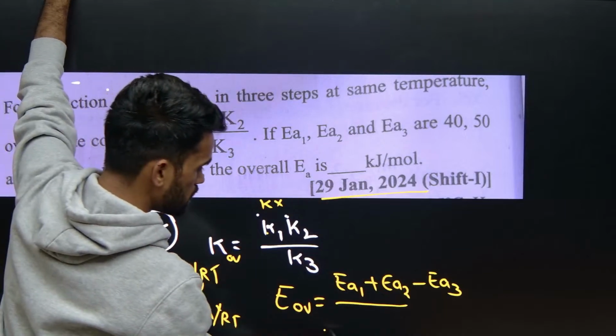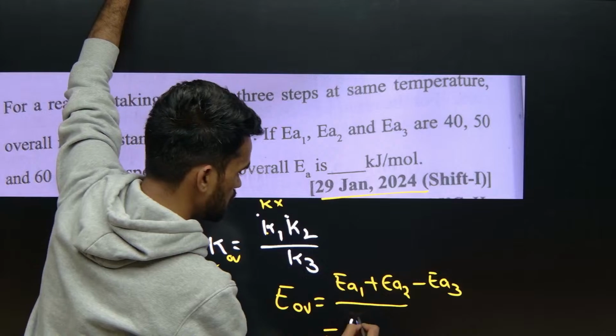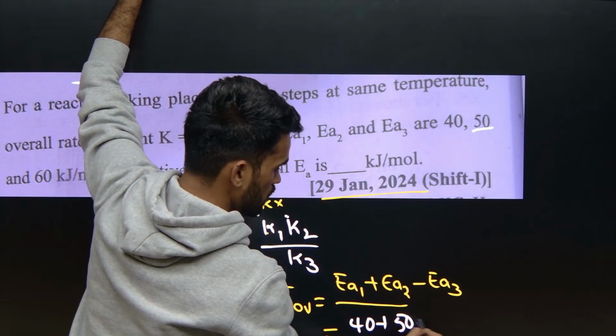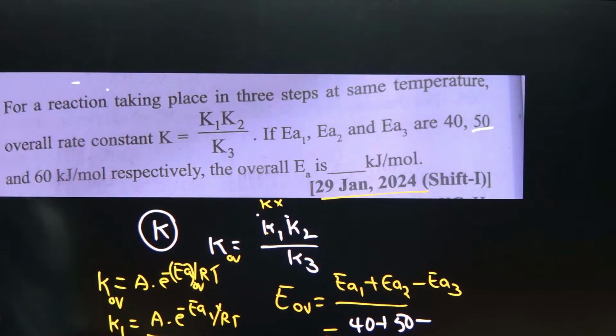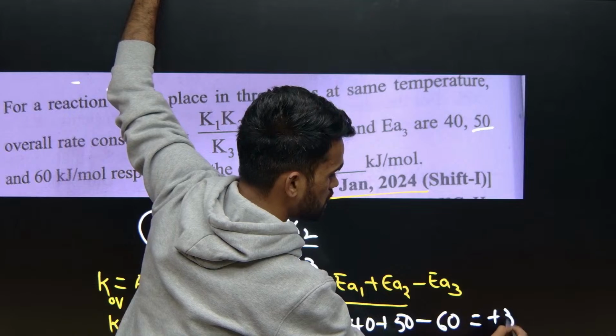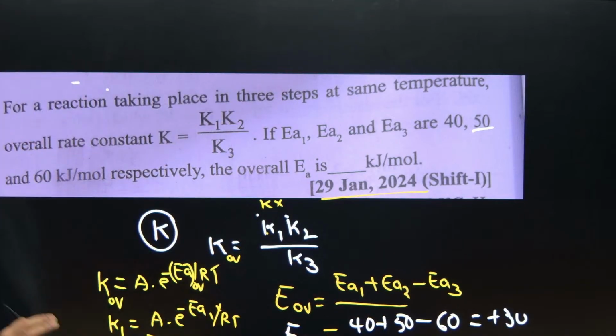So now look at this. What is the value mentioned for EA1? 40. Take it as 40. And EA2 is mentioned as 50. Take it as 50. And EA3 is 60 here. So 90 minus 60, that will be plus 30. That's it. This will be your answer for the overall activation energy of this particular reaction.